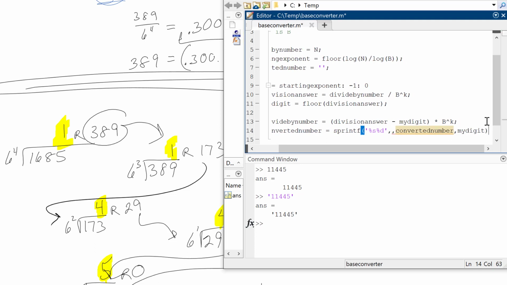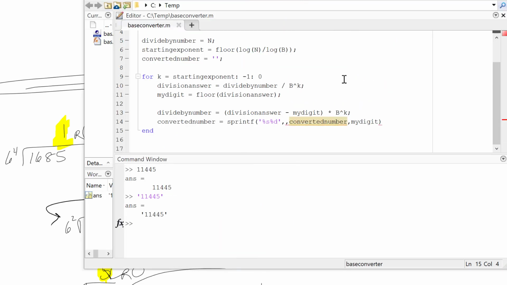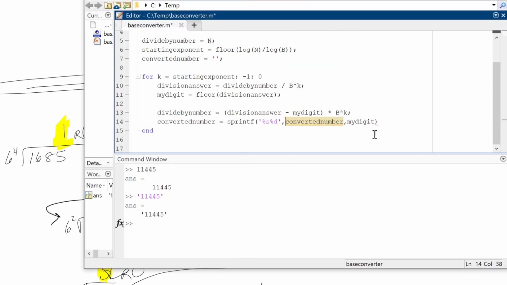Why are you mad at me? Did I spell something wrong? Oh, no, just mad at me for no reason. Maybe? Hold on. Oh, I have an extra comment in there. My digit, semicolon. All right.